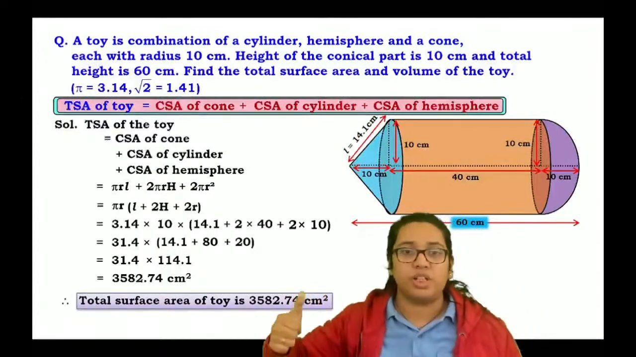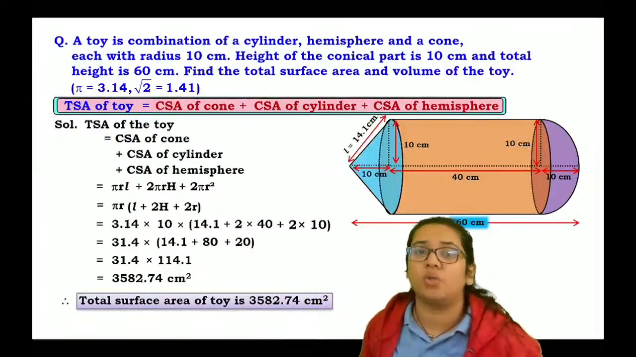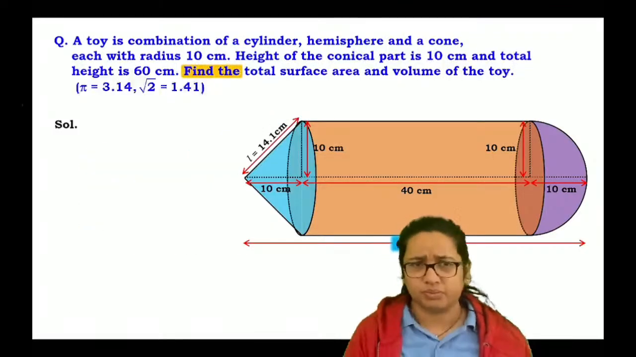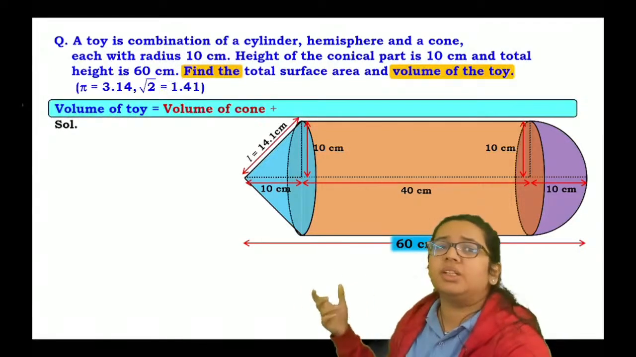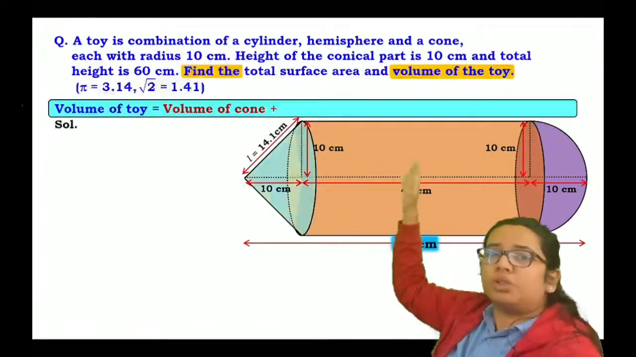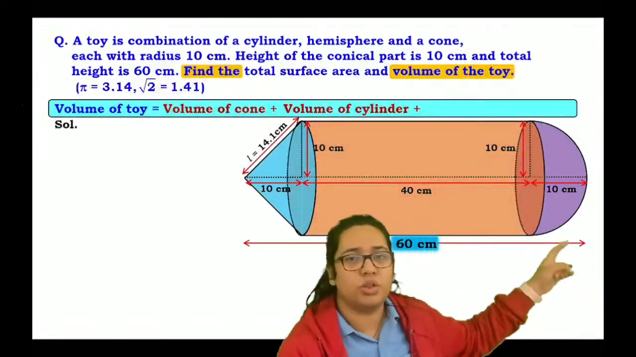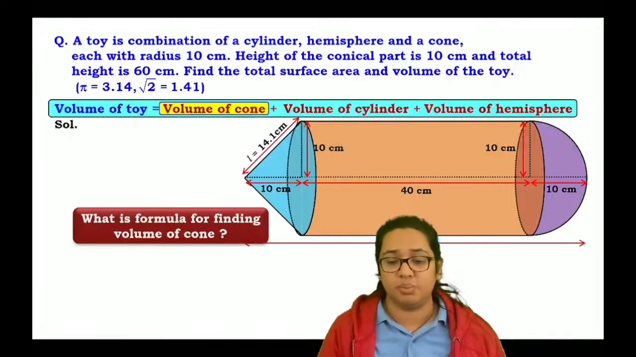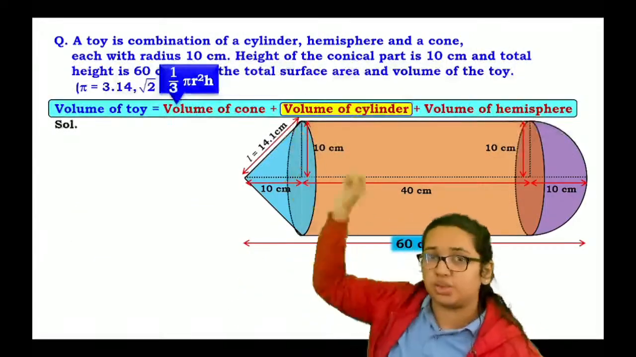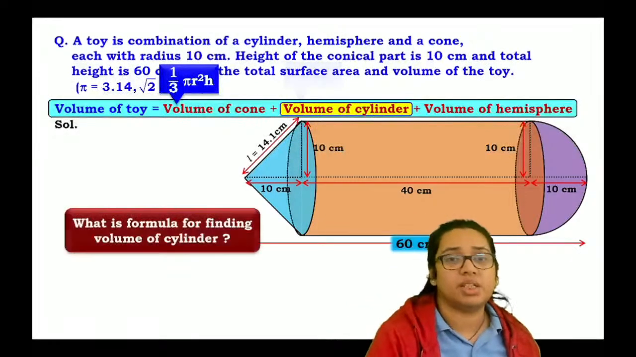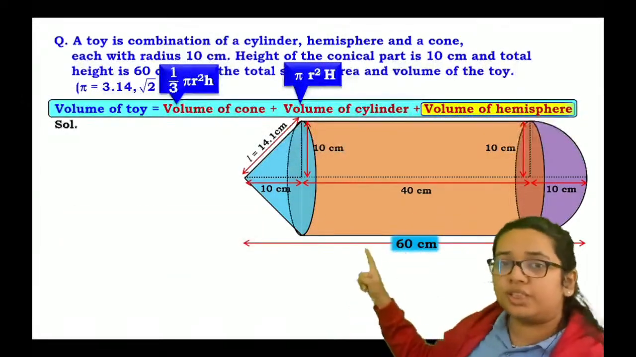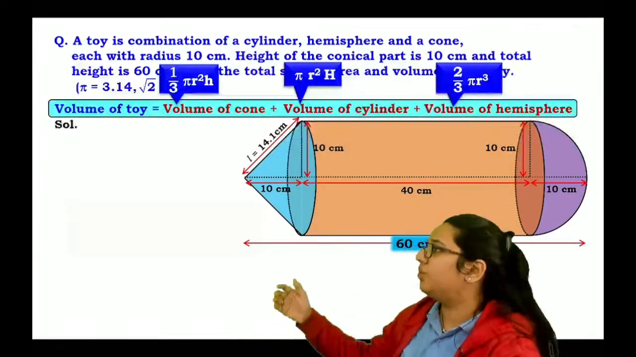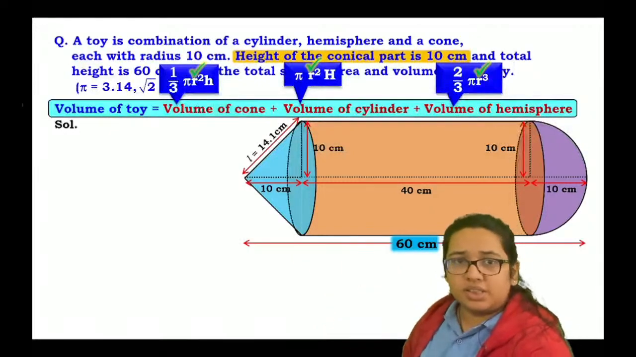For this question we have to find out its surface area as well as the volume of this toy. So for that, the volume of this toy is the volume of the cone plus the volume of the cylinder plus the volume of the hemisphere, right? Hence, the volume of the cone has the formula 1 upon 3 pi r square h. The volume of the cylinder is given as pi r square into the height of the cylinder, plus the volume of the hemisphere is 2 upon 3 times pi r cube. So we just have to add all these things.